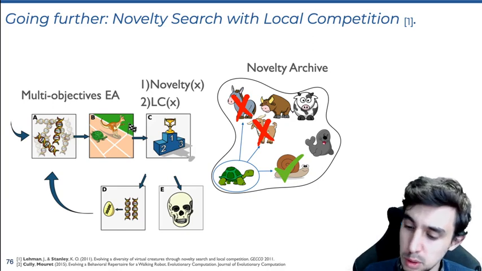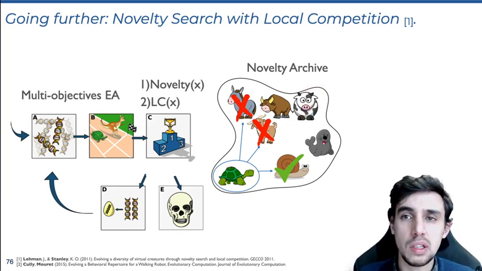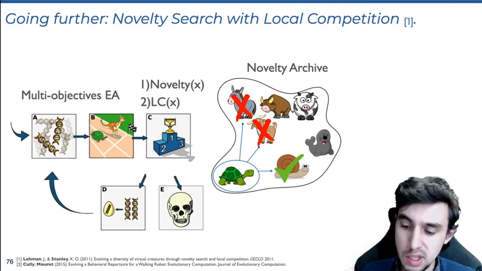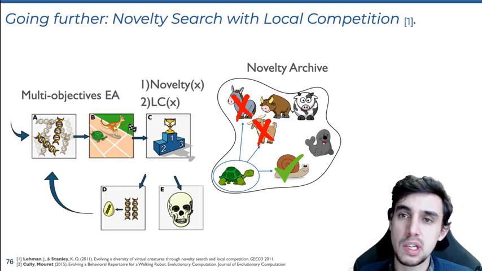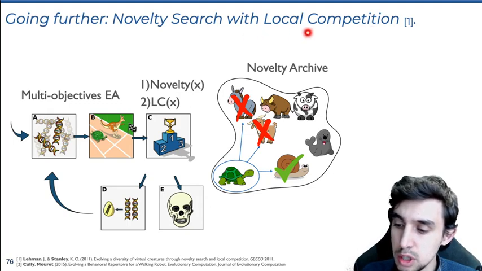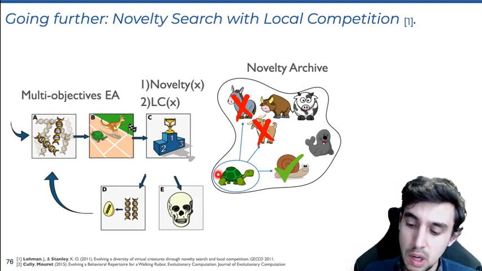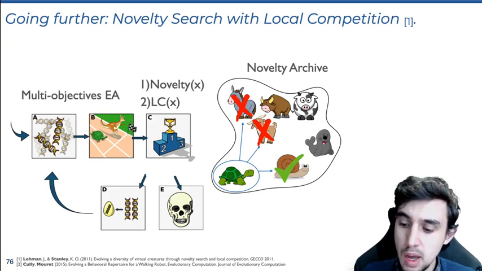But we don't want to compare our new creature to solutions that are definitely not working in the same category. So you will never, for instance, compare the speed or the velocity of a tortoise with the velocity of a ball. That doesn't make sense. So that's why we have this notion of local competition, because you might want to make the two different solutions compete only against similar types of solutions.